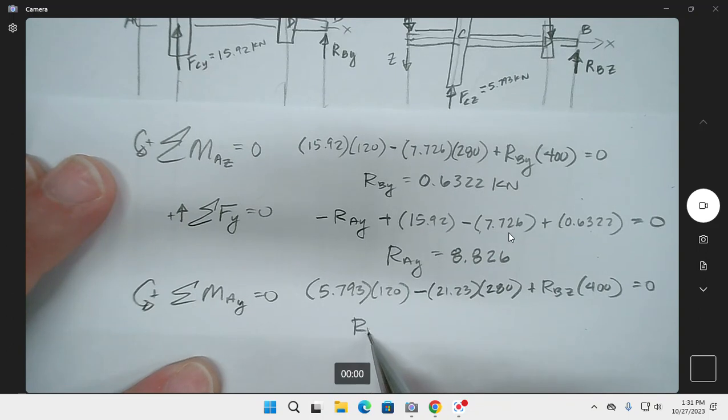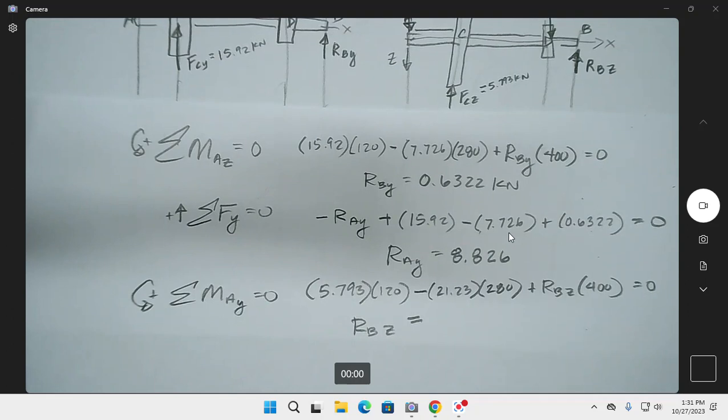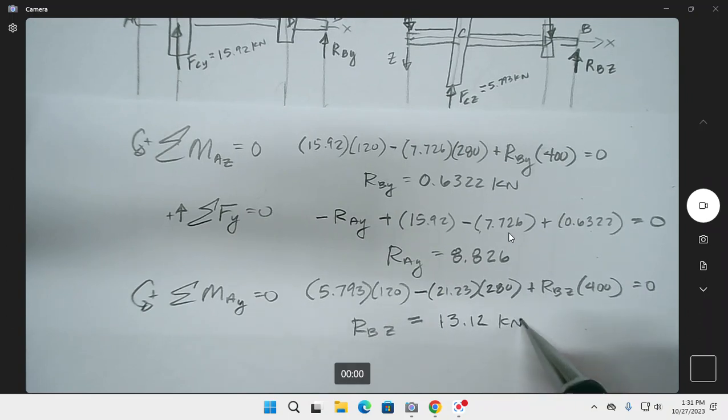So we get RBZ is 5.793 times 120, and then we'll subtract out 21.23 times 280. Boom. It's a negative value, so it's going to jump over there, so we got the right. And we end up with 13.12 kilonewtons.